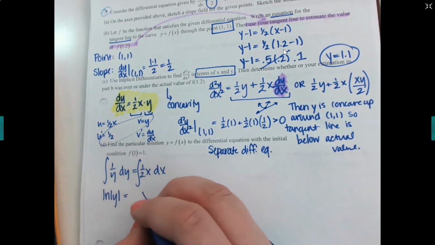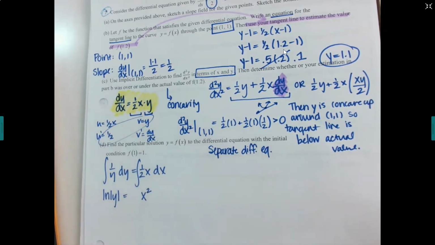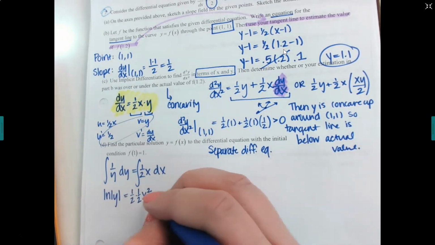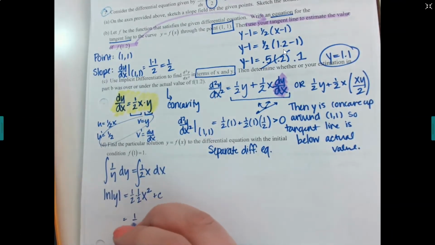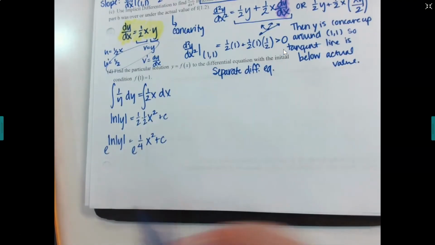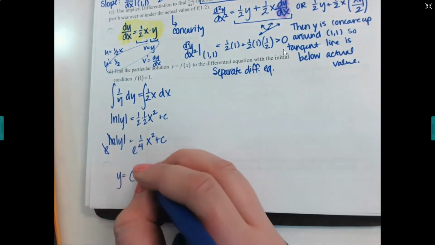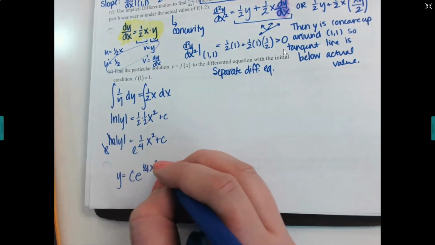So the integral of 1 over y is going to be ln absolute value of y. The antiderivative of x is going to be x squared over 2, but then if I divide a half by another half, that's going to come out to be 1/4 x squared plus c. And then over here, if I have an ln of y, I'm going to e both sides. e and ln are going to cancel out, as usual. So I have y equals c e to the 1/4 x squared.